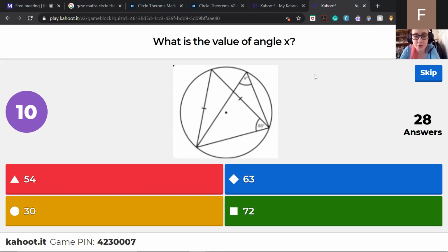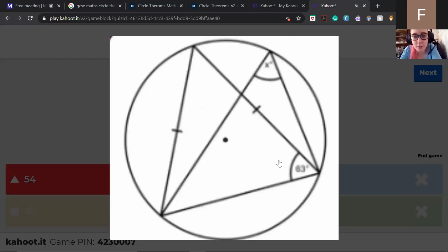Cool, well done. Again, majority of people got it right. So the thing here was that this triangle on the left is isosceles. So this angle down here is 63. They've got to add up to 180. So the top angle here is 54. And then from the theorem that says angles from the same chord are equal, x is also 54.